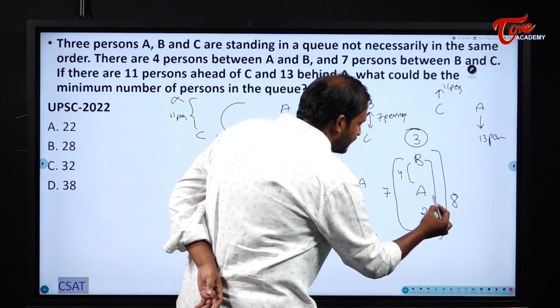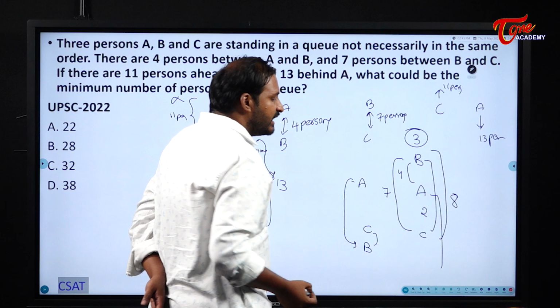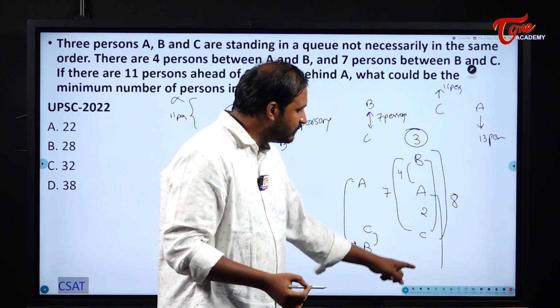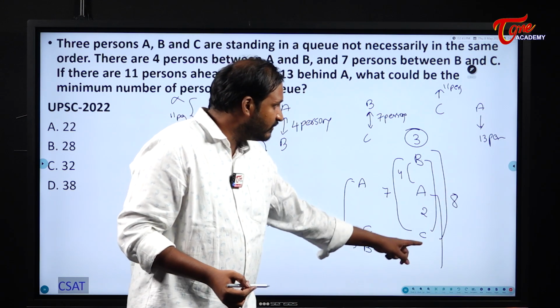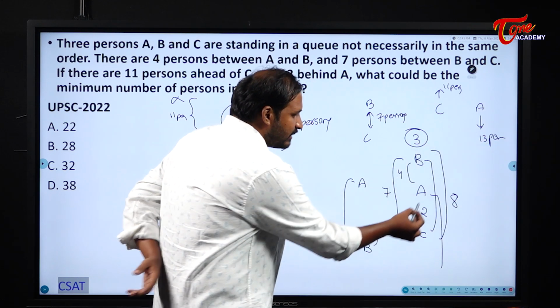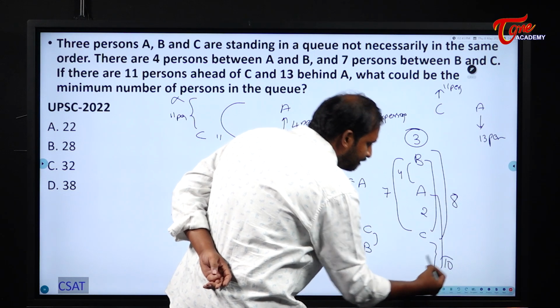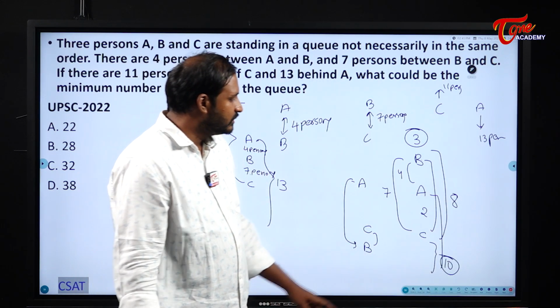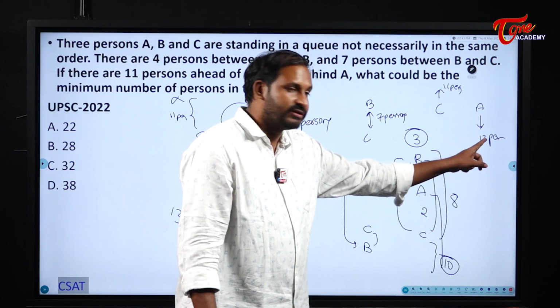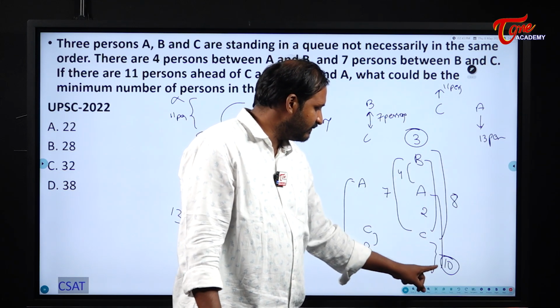And next C, from A to C. Between A and C how many are there? 3 are there, and below A I should have overall 13 in number. So that means below C I will have how many in number? 10. Understood? Why? Because below A I should have 13, so including these 3, every 10.